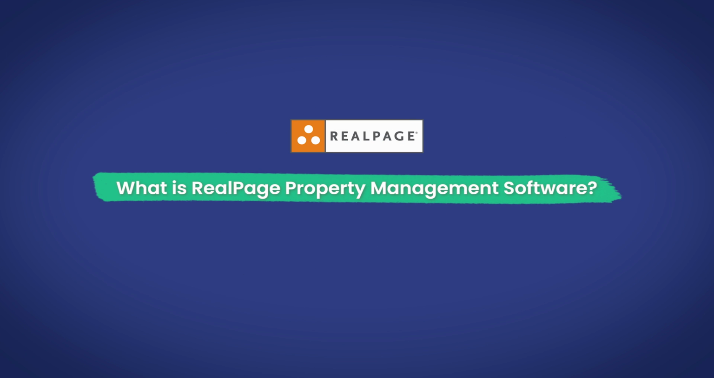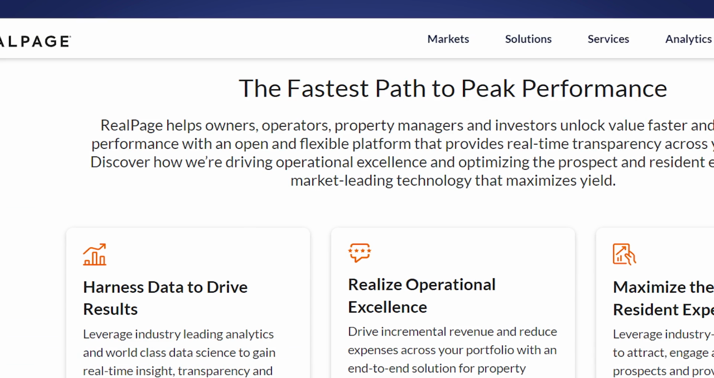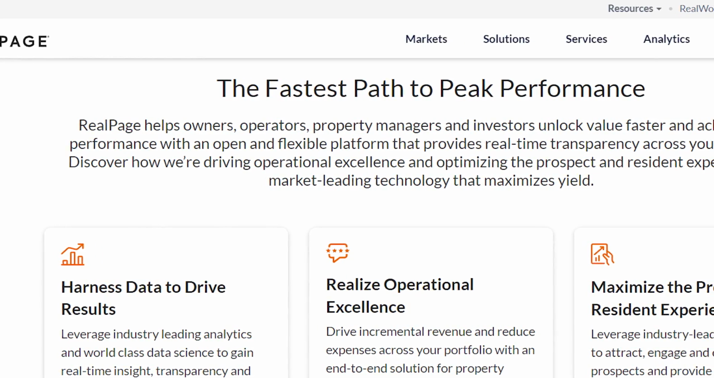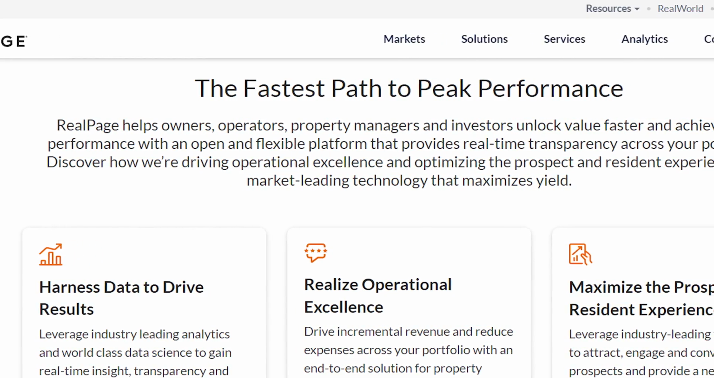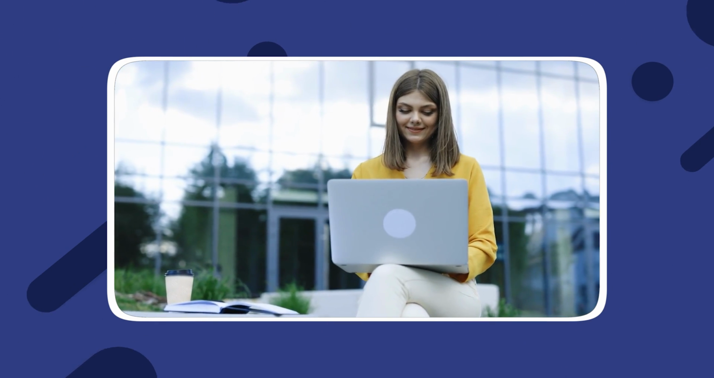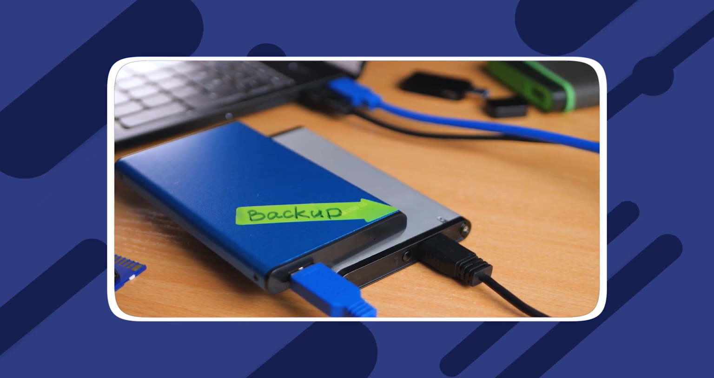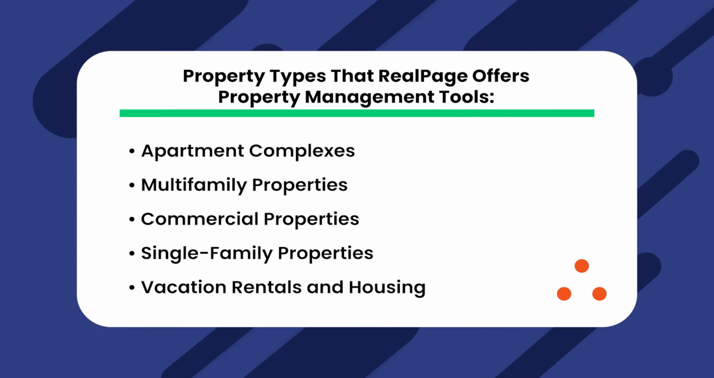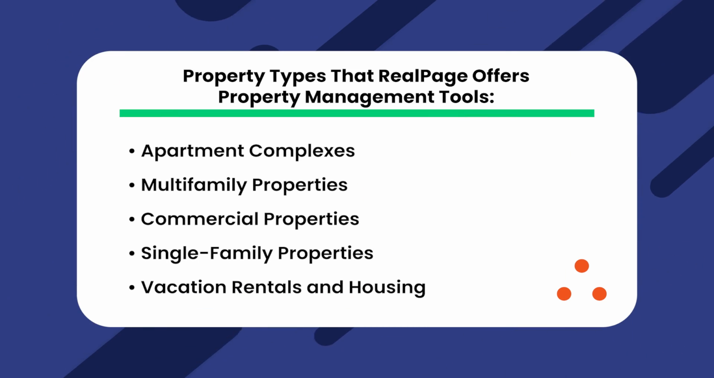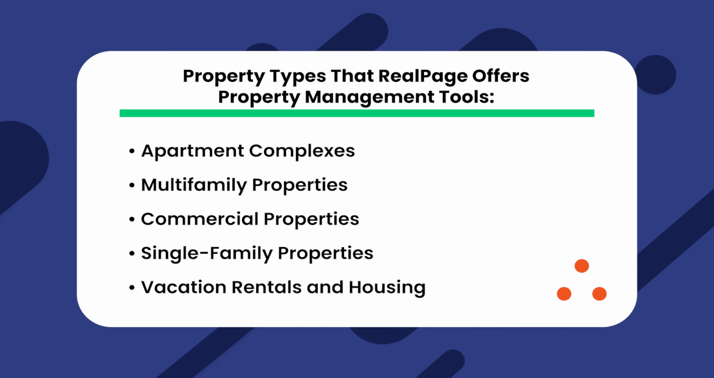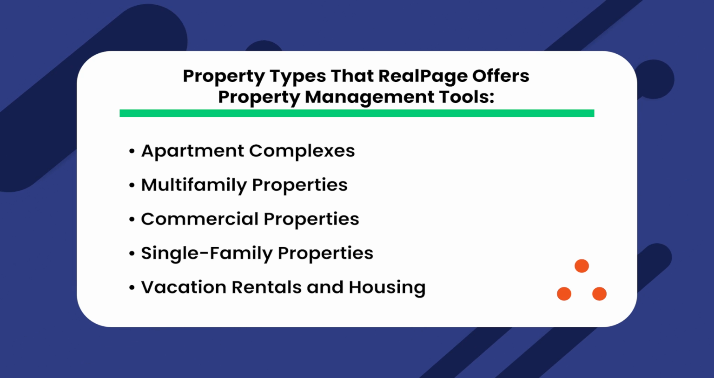What is RealPage property management software? RealPage is a cloud-based leading property management platform that provides services for all kinds of properties. This software enables rental property owners and managers to produce and store various records and documents that pertain to their rental properties. Some of the property types that RealPage offers property management tools for include apartment complexes, multifamily properties, commercial properties, single-family properties, vacation rentals, and housing.